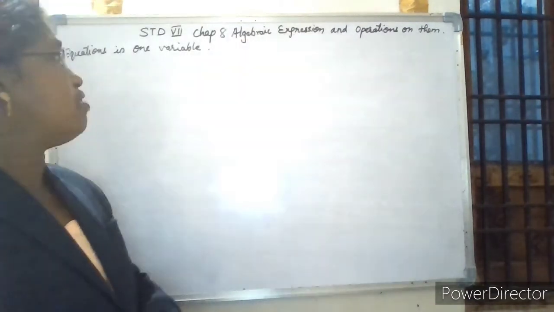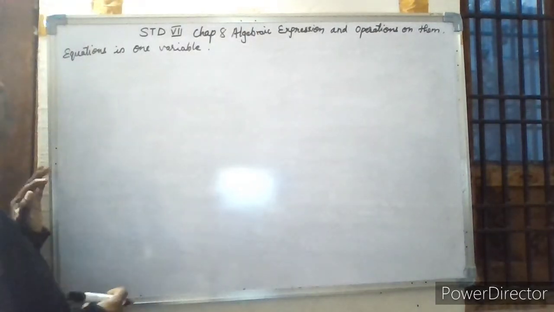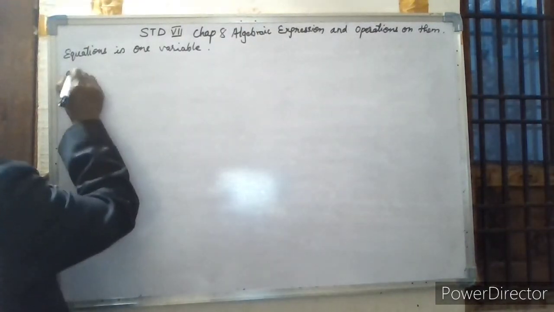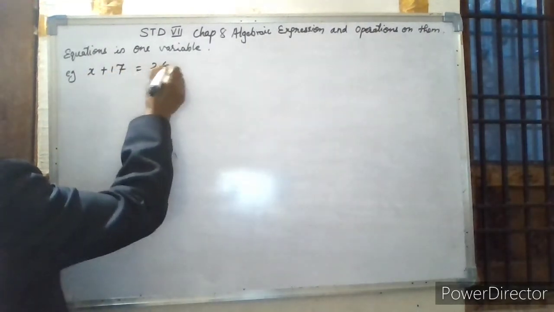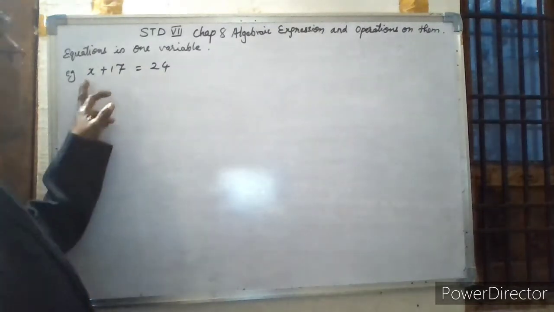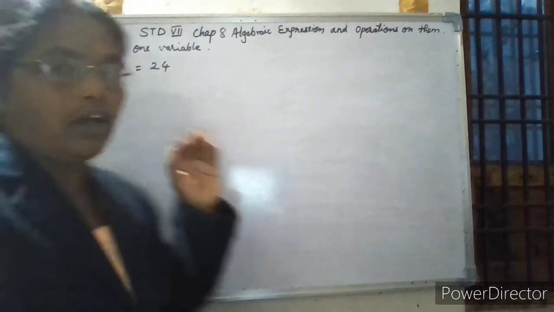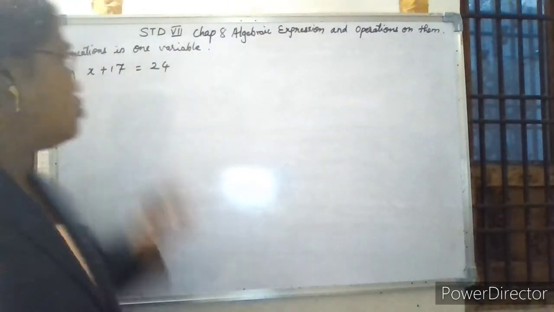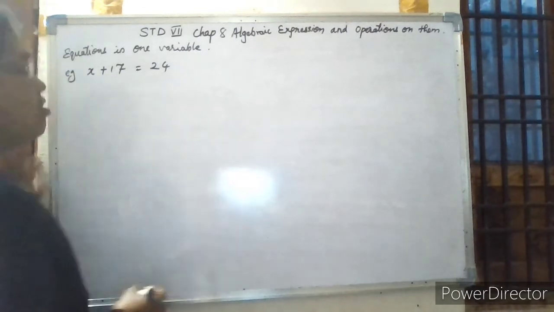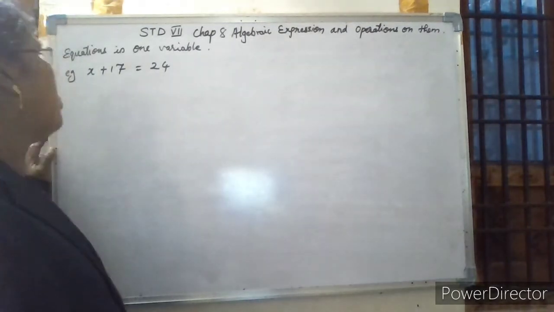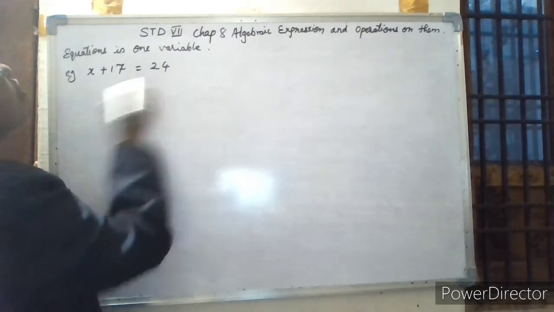Equation in one variable means in an equation there is only one variable. For example, x plus 17 is equal to 24. The x is the variable, here only one variable is there. We can find the value of the variable. I have already taught you two methods in 6th standard, but today I am going to teach you the direct method. See, x plus 17 is equal to 24.